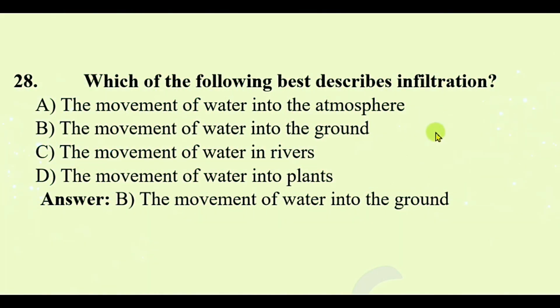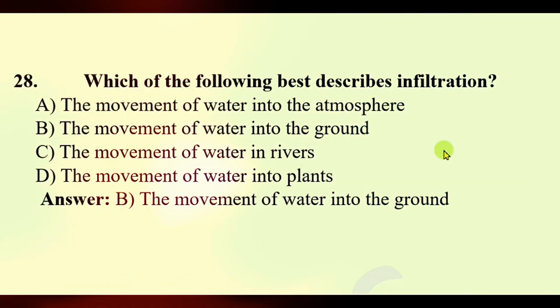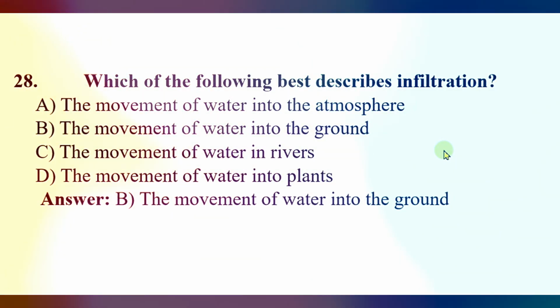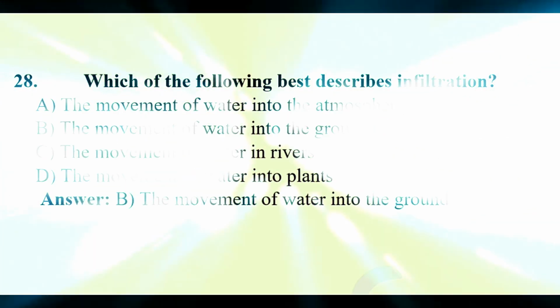28. Which of the following best describes infiltration? The movement of water into the atmosphere, the movement of water into the ground, the movement of water into rivers, the movement of water into plants. So the right answer will be the movement of water into the ground.